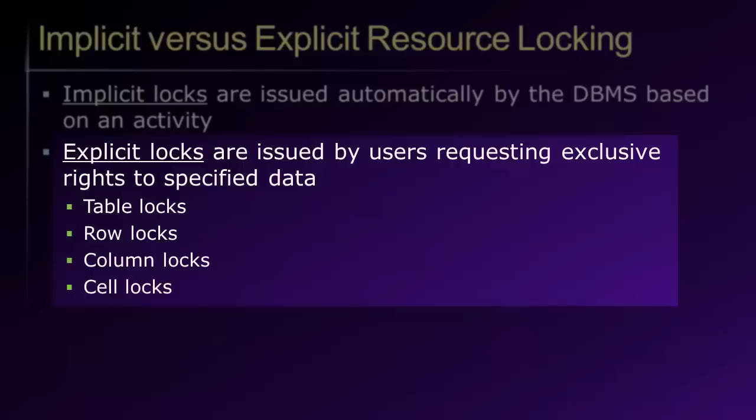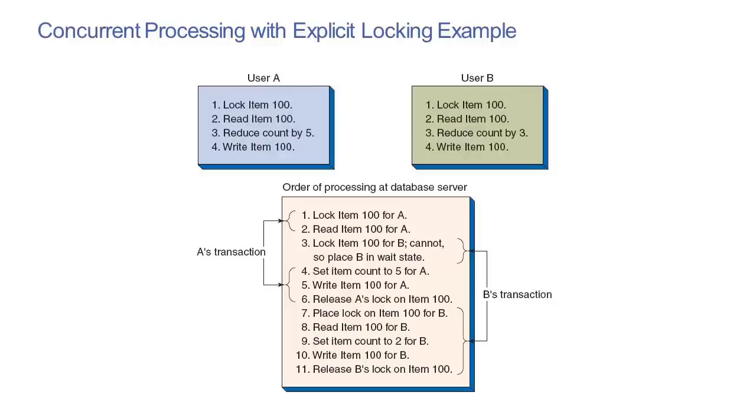Note that explicit locks can be issued against several different types of database objects at different levels of granularity. A transaction, for example, might request a table lock in which an entire table of data is locked. At a finer level of granularity, the database might issue a row lock or a column lock, wherein a certain set of rows within a table are locked, or a certain set of columns within a table are locked while the transaction is unfolding. And at the finest level of granularity, we may issue a cell lock. That is, we may lock a single cell within the table temporarily while our transaction is using or manipulating its value. Let's see an example of a concurrent processing situation when an explicit locking strategy is put in place.